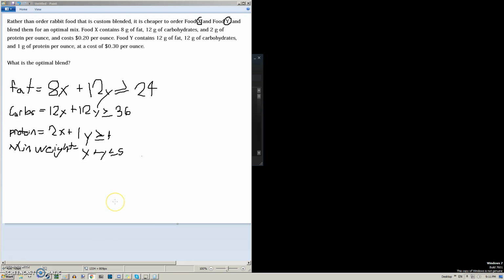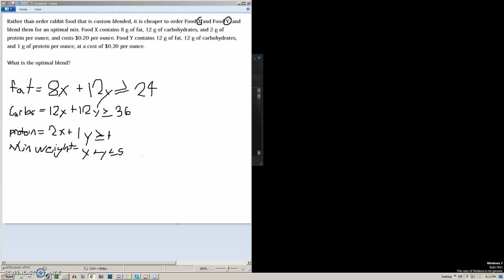Okay, everyone. I'm back. And here's the next problem. So rather than order rabbit food that is custom blended, so this is like really fancy stuff, it is cheaper to order food X and food Y. That makes it helpful because then we can just plug in X and Y and blend them for an optimal mix. Food X contains 8 grams of fat, 12 grams carbs, and the other one has 12 proteins and costs that much.